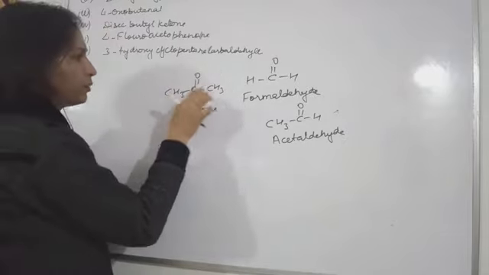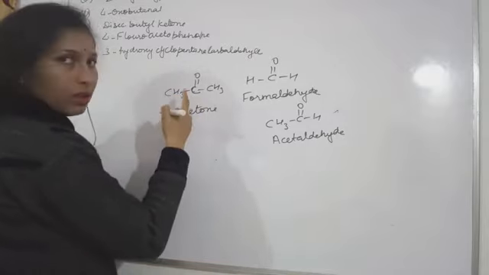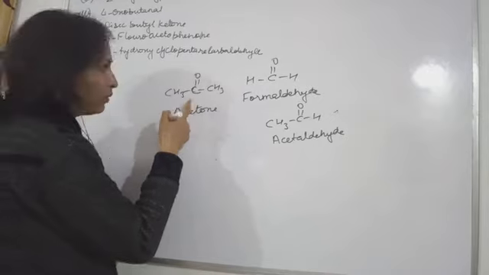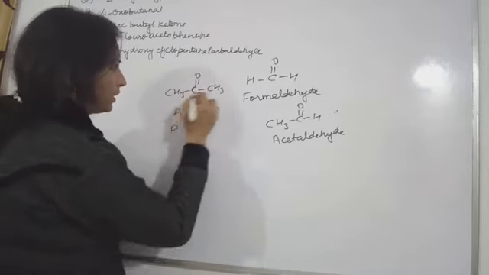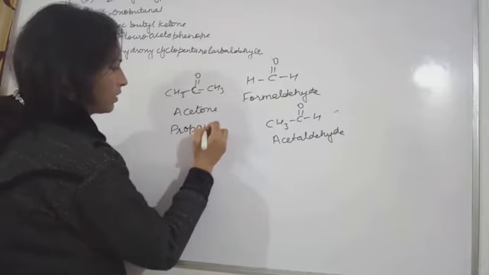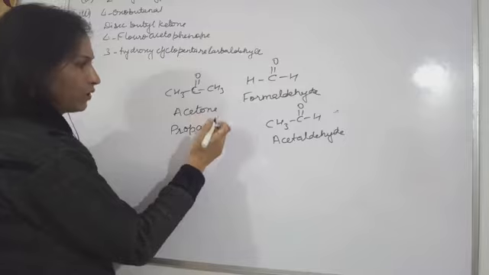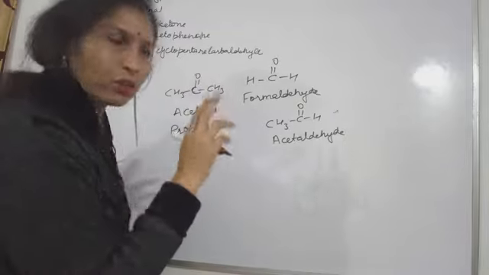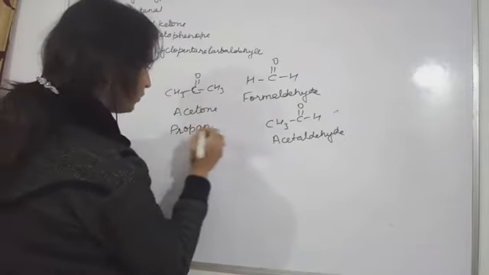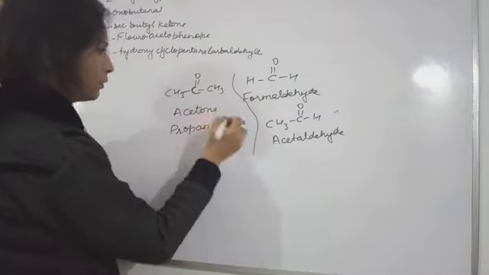Because 3 carbons are present, 1, 2, 3 carbons, what name are we going to give to this compound? This is propane. Then the E will be omitted, because 2 vowels cannot stay together, so you will write propane 2 one. This will be the IUPAC name of this compound.